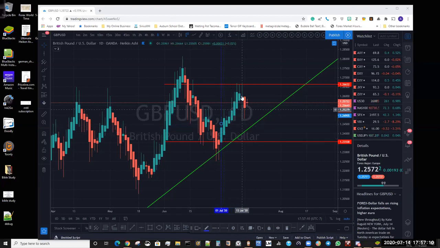This is the weekly. So this is what we have here. Each one of these candles, oh, this is the daily, sorry. Each one of these candles is one day, okay? And right now, price is bouncing off of the monthly high.